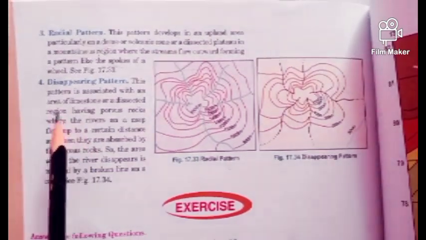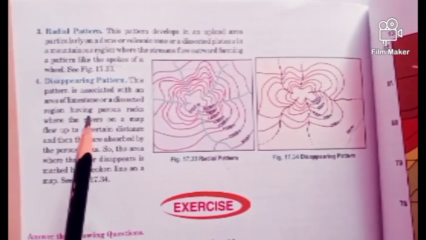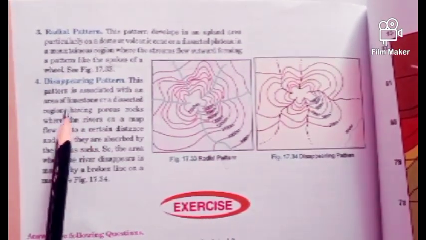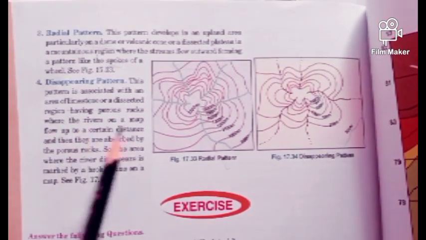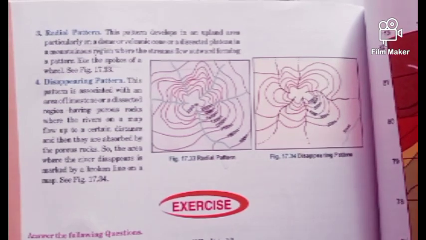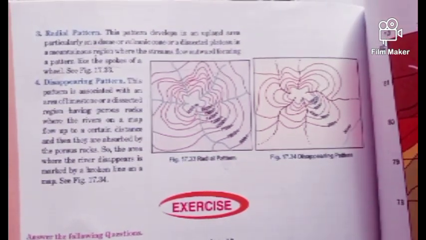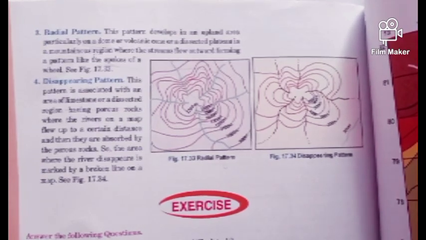And the last important one is the disappearing pattern. Now this kind of pattern can be easily found in areas of limestone or dissected regions with porous rocks. Porous rocks are the rocks that absorb most of the water. They are soft and they can absorb lots of water.